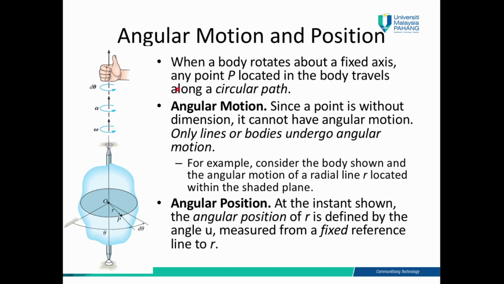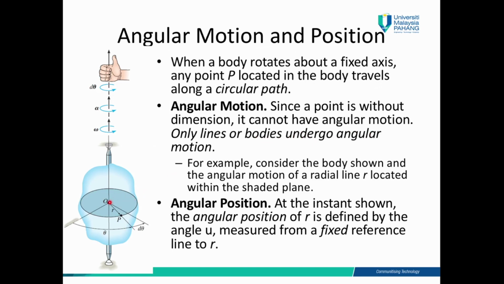So let's try to discuss what happens with angular motion. A point having no dimension, because a point is just a point, right? It cannot have angular motion if it spins in its place, like I mentioned before. So only lines or bodies can undergo angular motion.